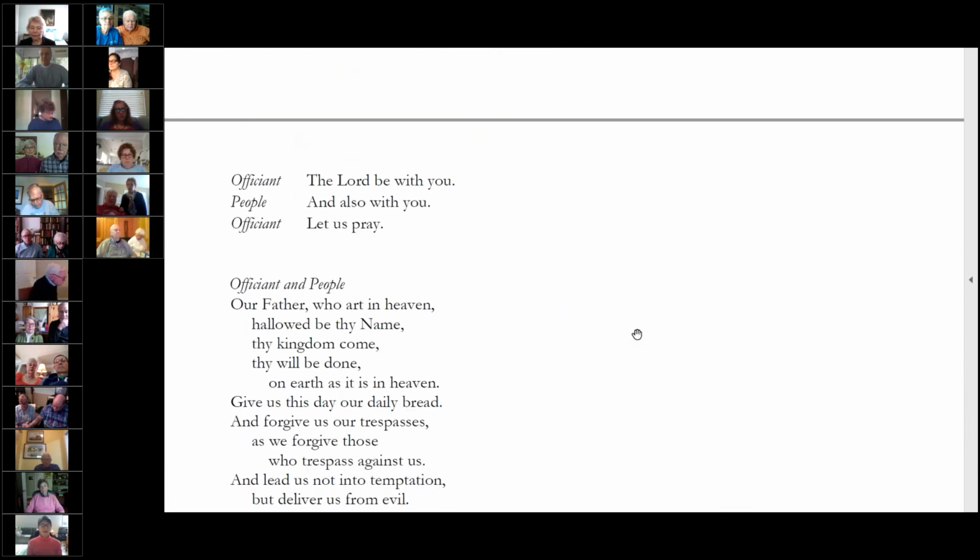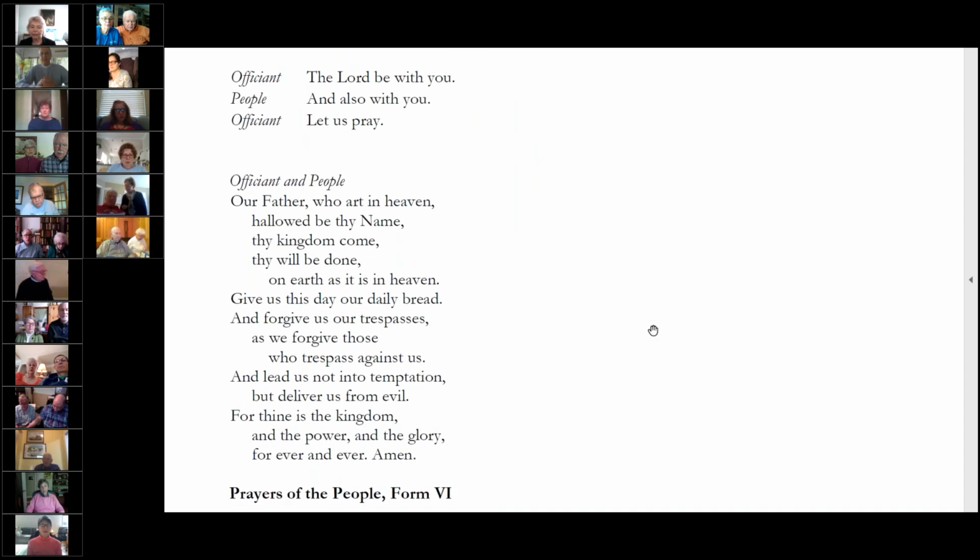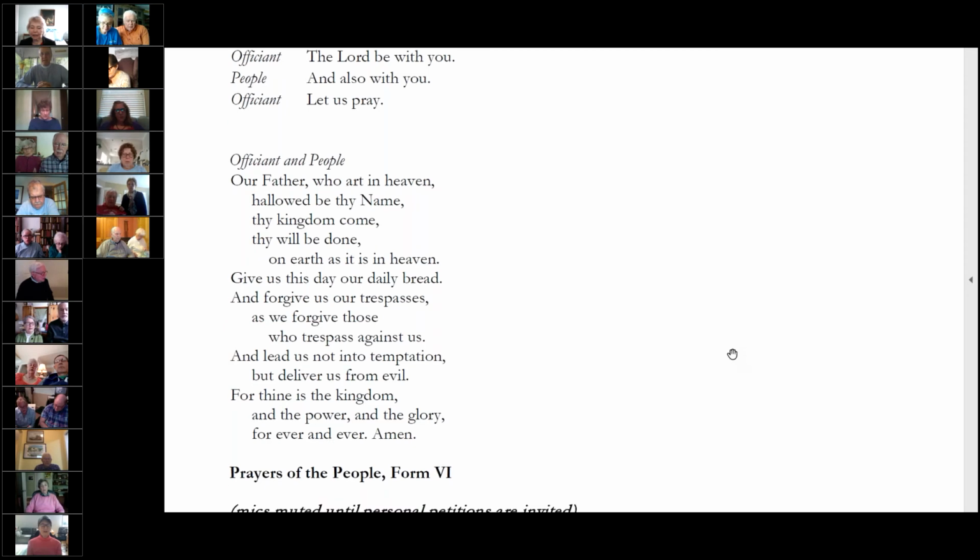The Lord be with you. Let us pray. Our Father, who art in heaven, hallowed be thy name. Thy kingdom come, thy will be done, on earth as it is in heaven. Give us this day our daily bread, and forgive us our trespasses, as we forgive those who trespass against us. And lead us not into temptation, but deliver us from evil. For thine is the kingdom, and the power, and the glory, forever and ever. Amen.